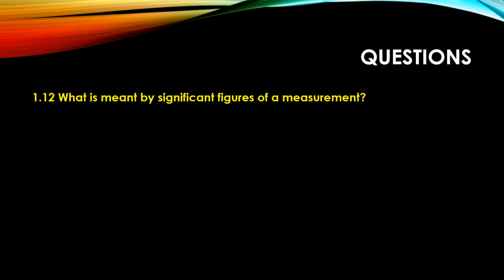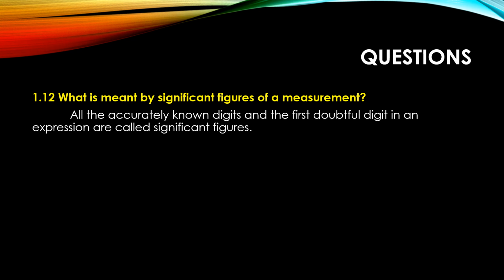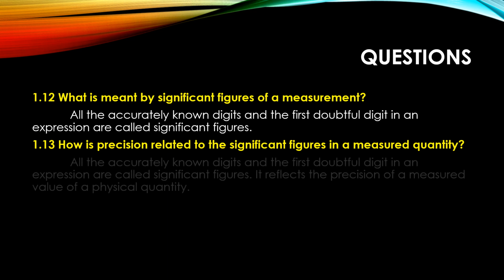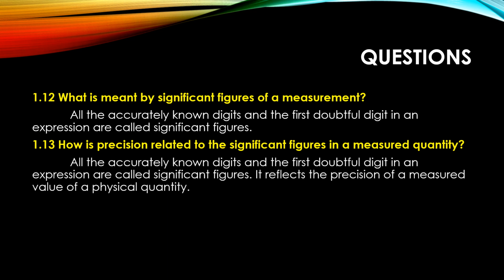The next is, what is meant by significant figures of a measurement? The answer is, all accurately known digits and the first doubtful digit in an expression are called significant figures. A simple definition of significant figures is required. How is precision related to the significant figures in a measured quantity? The answer is, all the accurately known digits and the first doubtful digit in an expression are called significant figures. It reflects the precision of a measured value of a physical quantity.